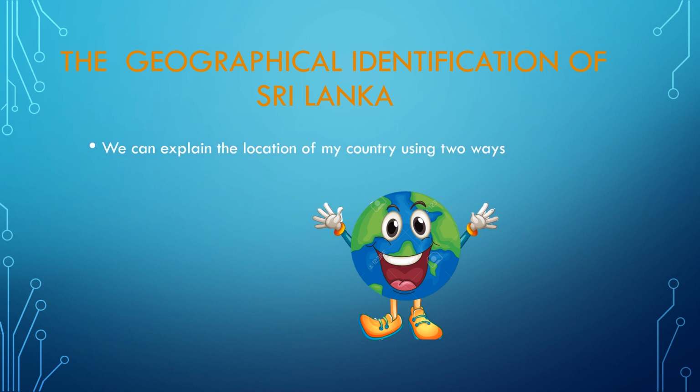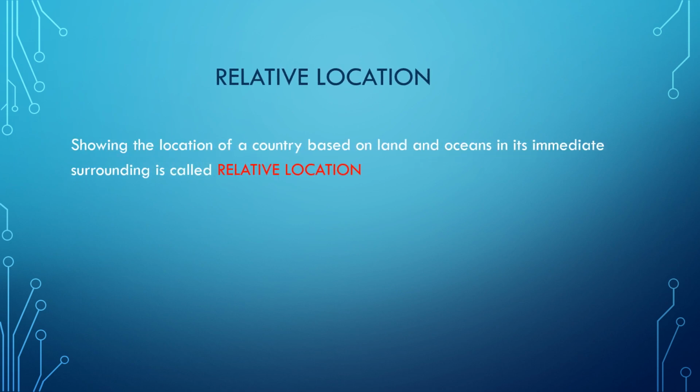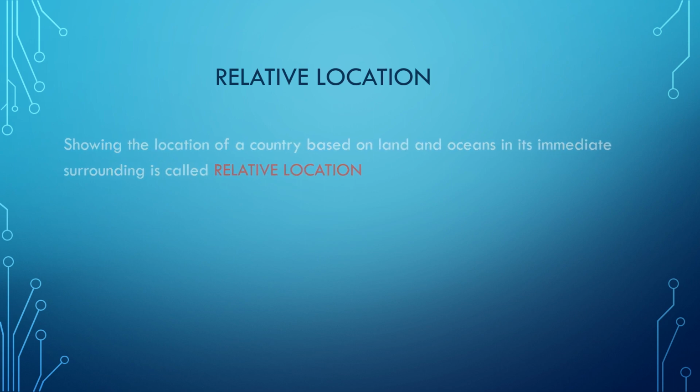We can explain the location of my country using two ways: relative location and specific location. Do you know what is the meaning of relative location? Showing the location of a country based on land and oceans in its immediate surrounding is called relative location.